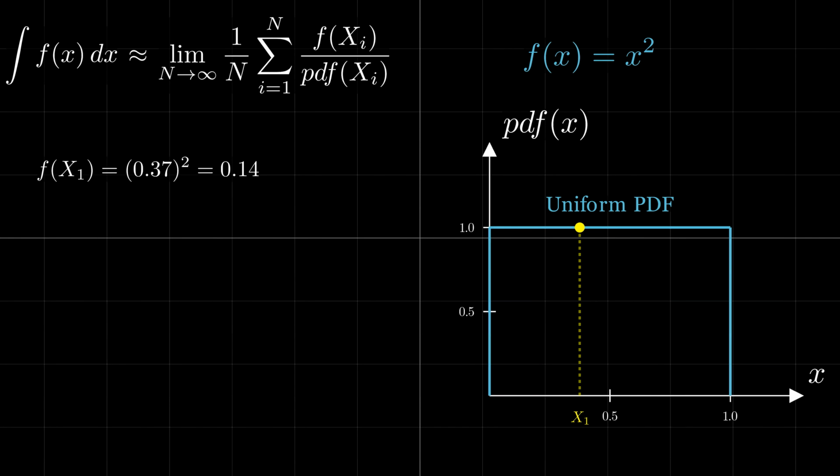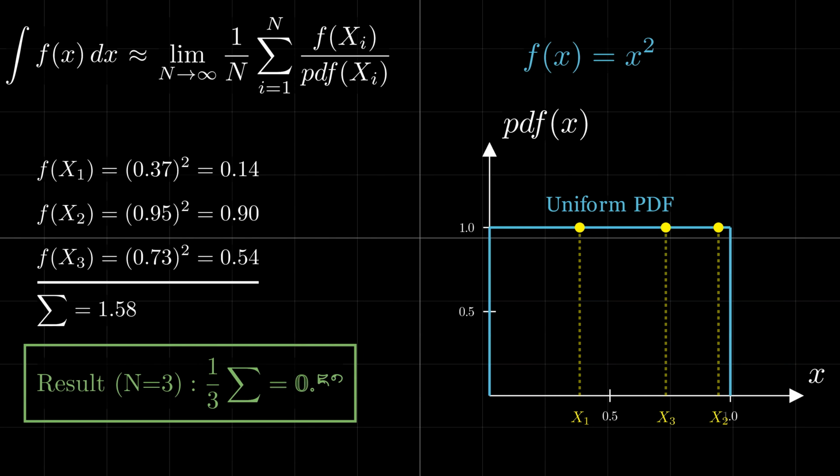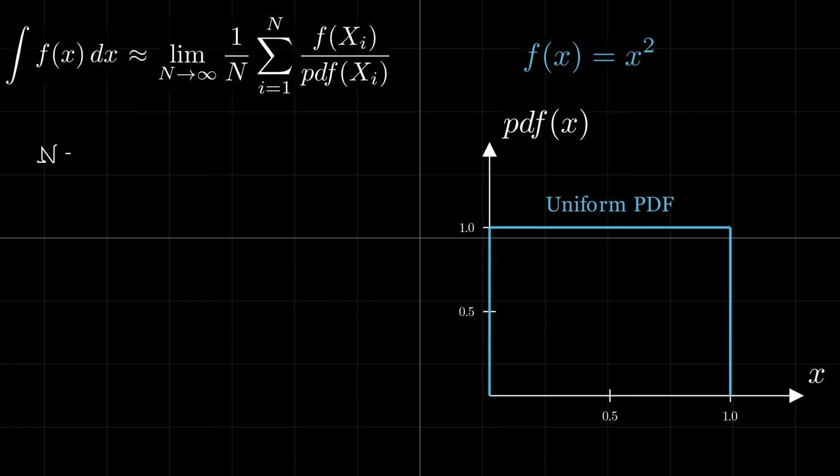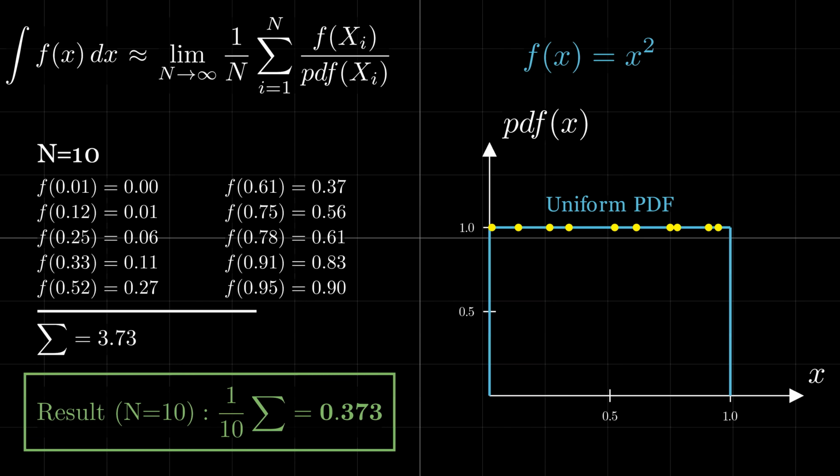That means all numbers between 0 and 1 are equally likely to be picked. By picking 3 random values and doing Monte Carlo integration, we get an approximation of 0.53. Now let's try again with 10 samples. The result is 0.373. Better, but still not that close.